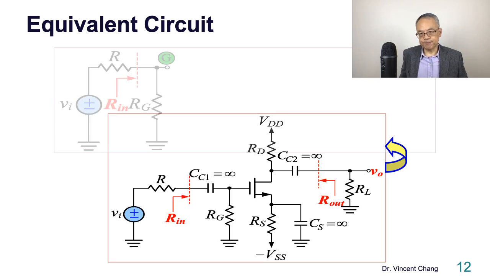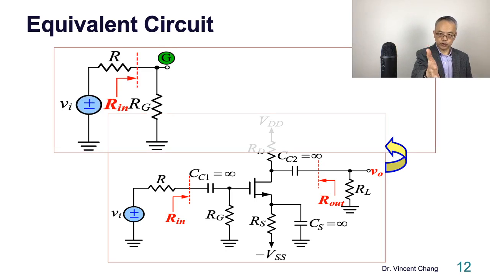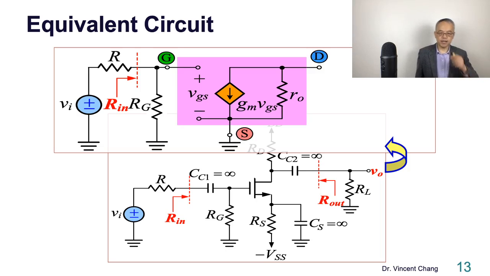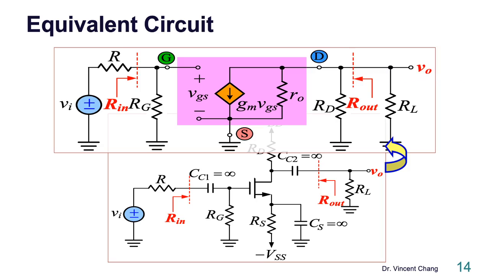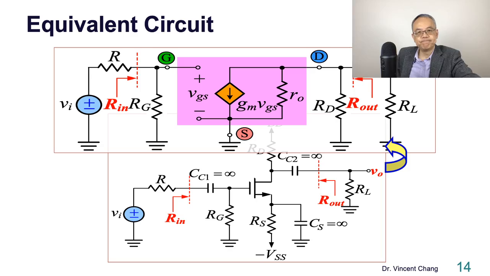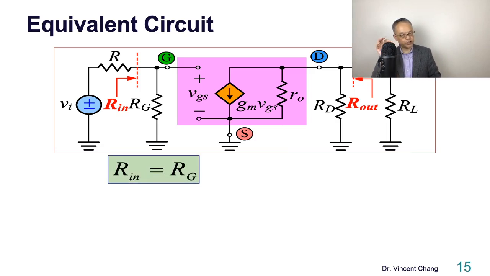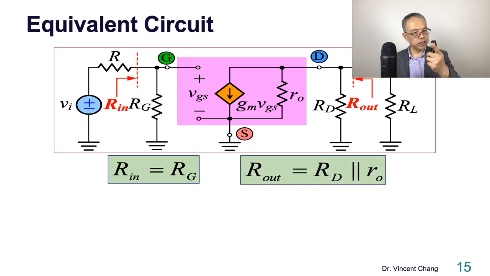And for the equivalent circuit, the hybrid pi model: the floating gate, the voltage controlled current source gm VGS, the internal output resistance ro, the external RD, and the external RL. The input resistance is RG, easy. For the output, RD in parallel with ro.